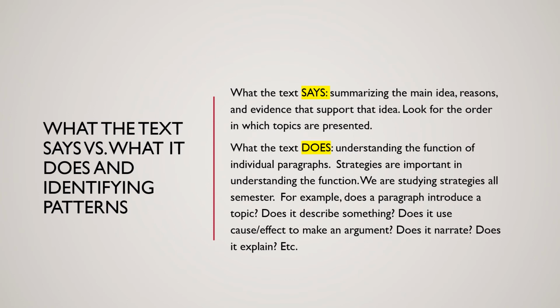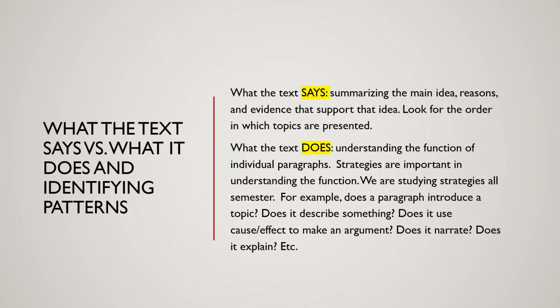What is that author's argument? You're not providing your opinion. Now, what the text does, you're still not providing your opinion. But what you're thinking about when you're trying to understand what the text does is the function of individual paragraphs. What strategies does the author use to create his or her paragraphs? For example, does a paragraph introduce a topic? Does it describe something? Does it use cause and effect to make an argument?